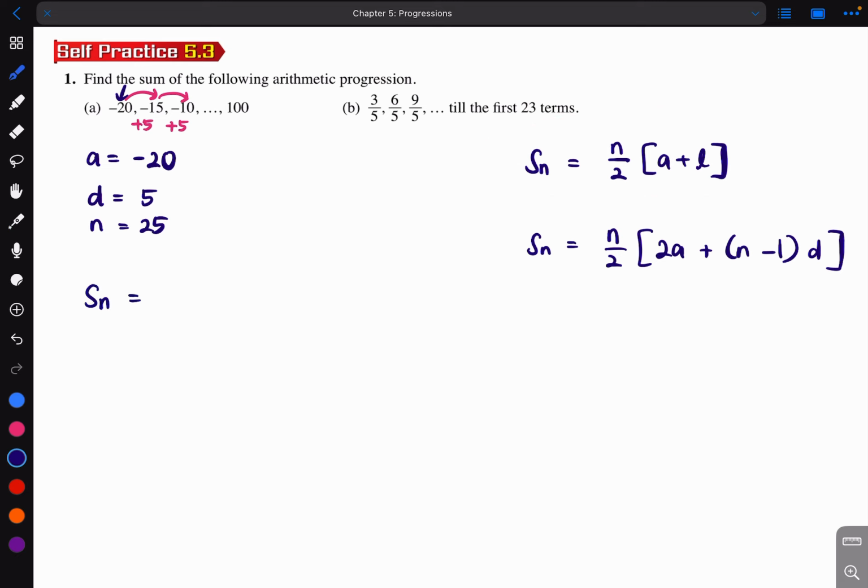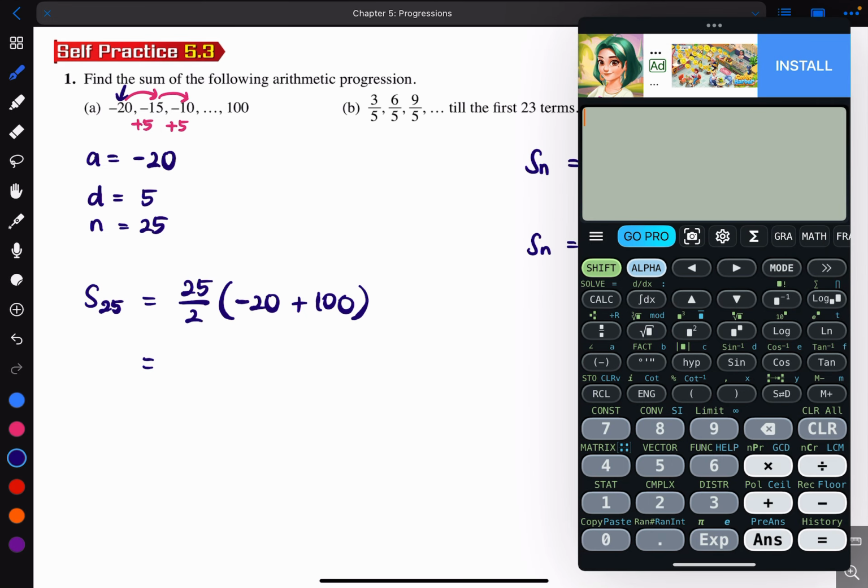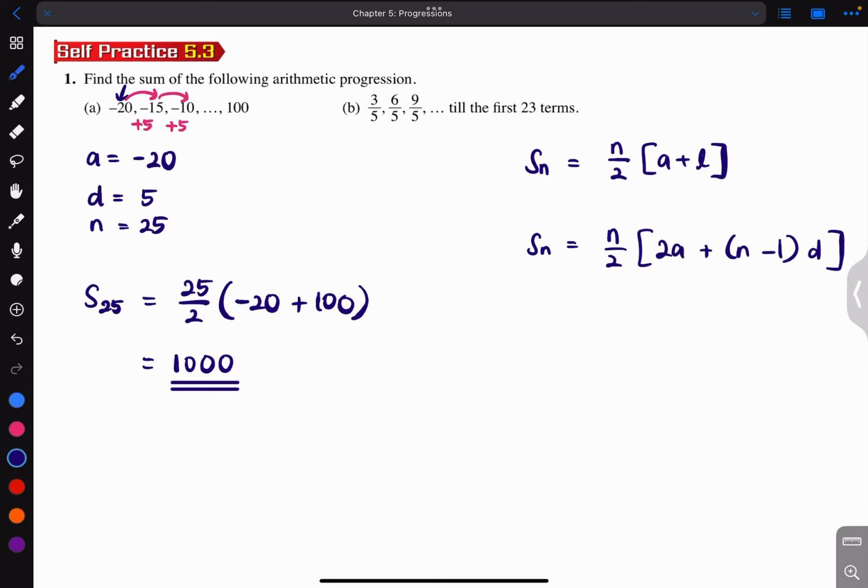So Sn, or we can say S25, is 25 over 2. A is the first term, L is the last term. So negative 20 plus 100, over 2, negative 20 plus 100. We get 1000. So sum of the first 25 terms will be 1000. Okay, so 100 is the 25th term. That is what we found earlier.